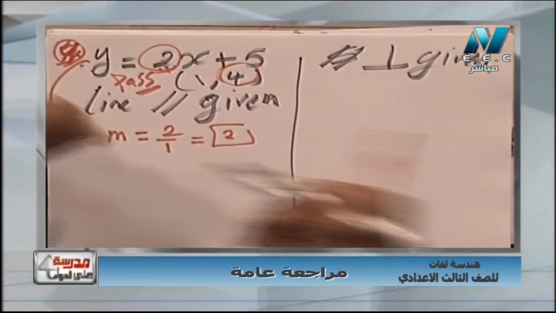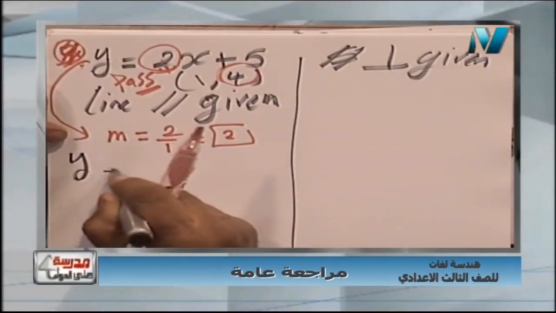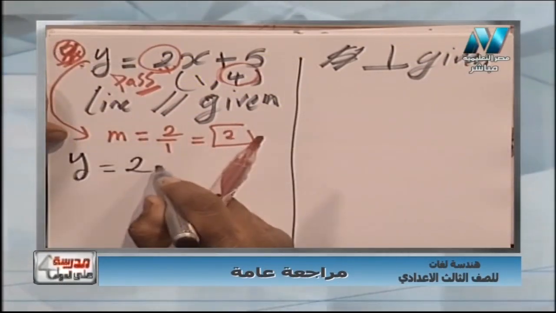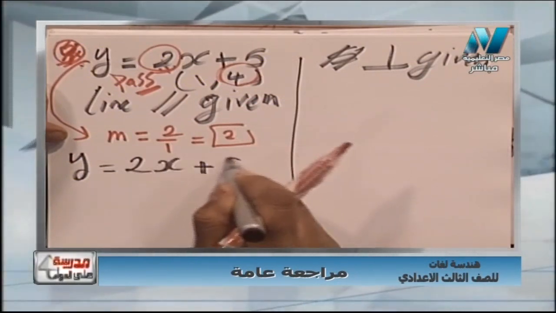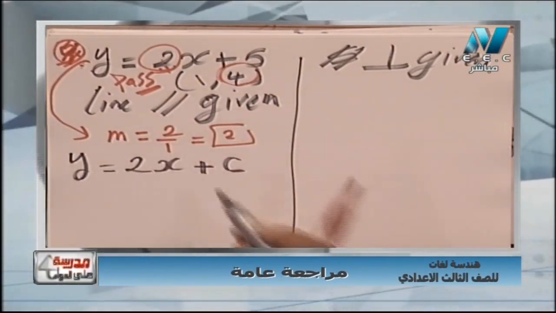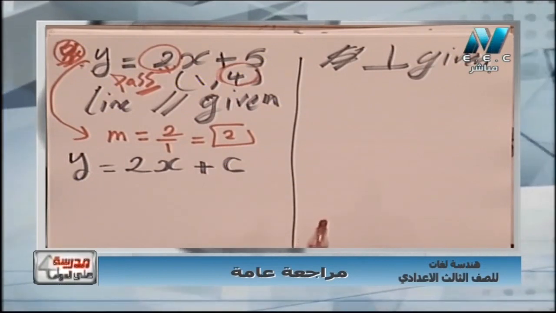Then the equation, we put y equal slope, parallel, so the same slope as well. Okay, 2x plus c. How can we get the value of c?